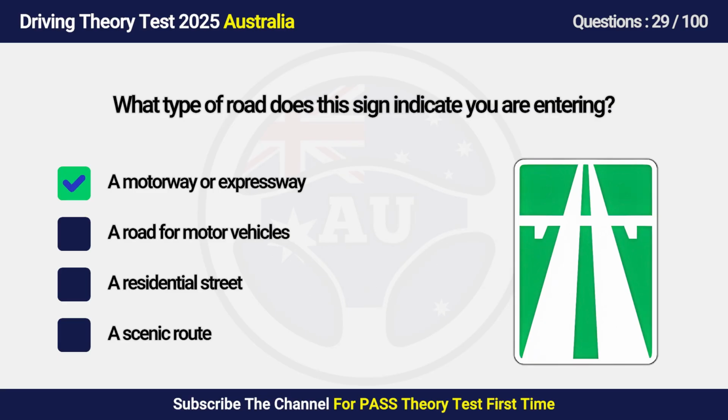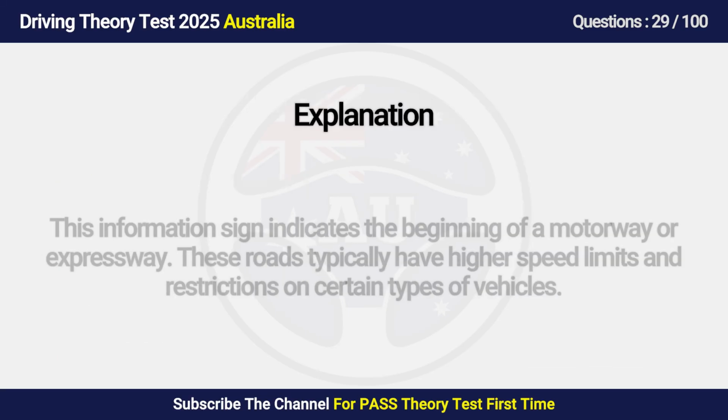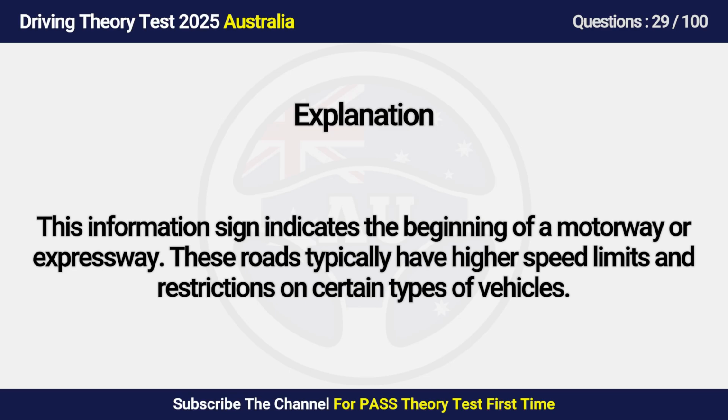Answer is A. A motorway or expressway. This information sign indicates the beginning of a motorway or expressway. These roads typically have higher speed limits and restrictions on certain types of vehicles.